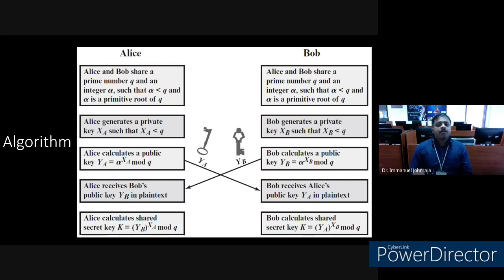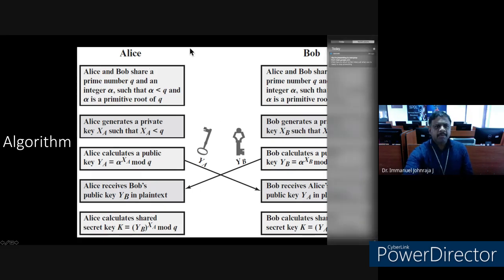Now Alice calculates the public key. So he has to calculate the public key, which is denoted as YA. XA is the private key of Alice. YA is the public key of Alice. Please remember that. So YA is alpha power XA mod Q. Isn't it simple? What is that alpha? The primitive root which you have chosen. XA is your private key. Mod Q, Q is the number which you have chosen as the prime number initially.